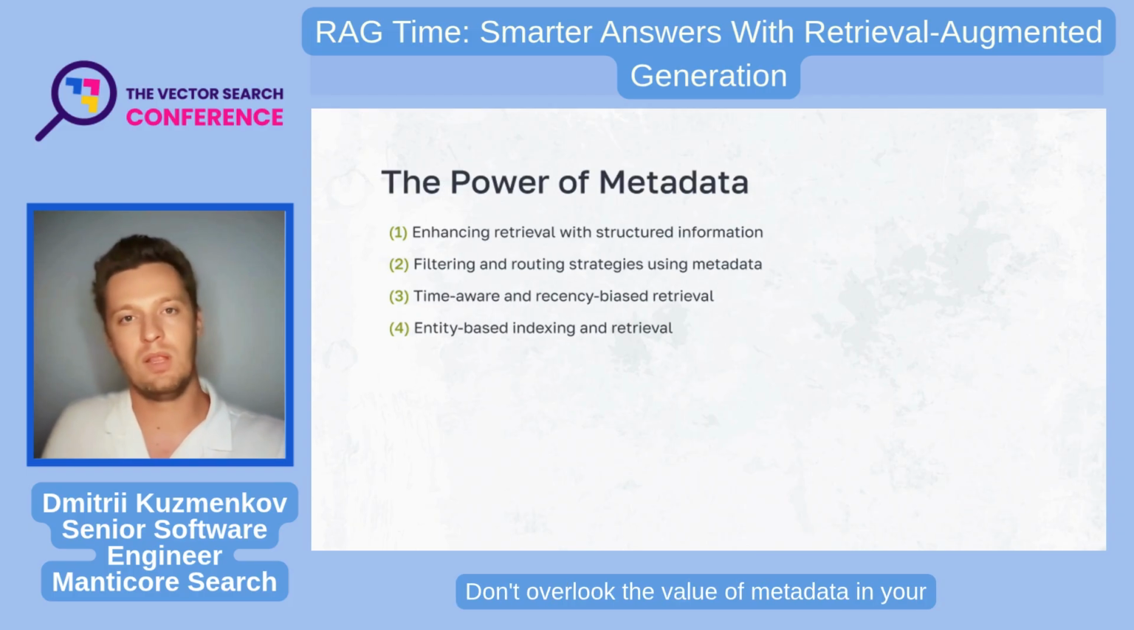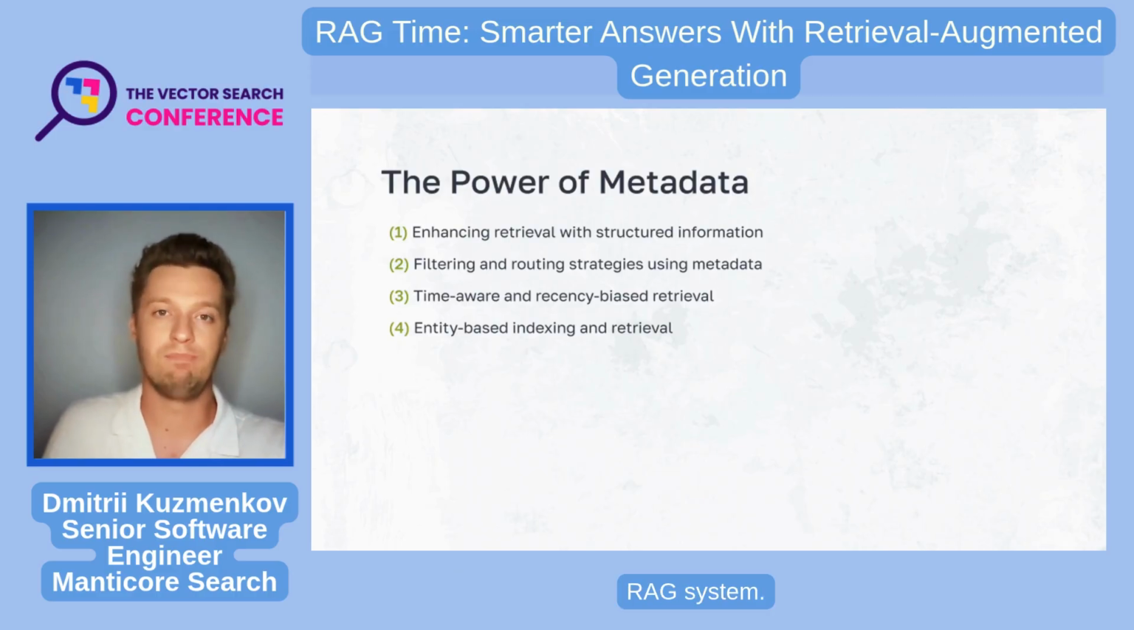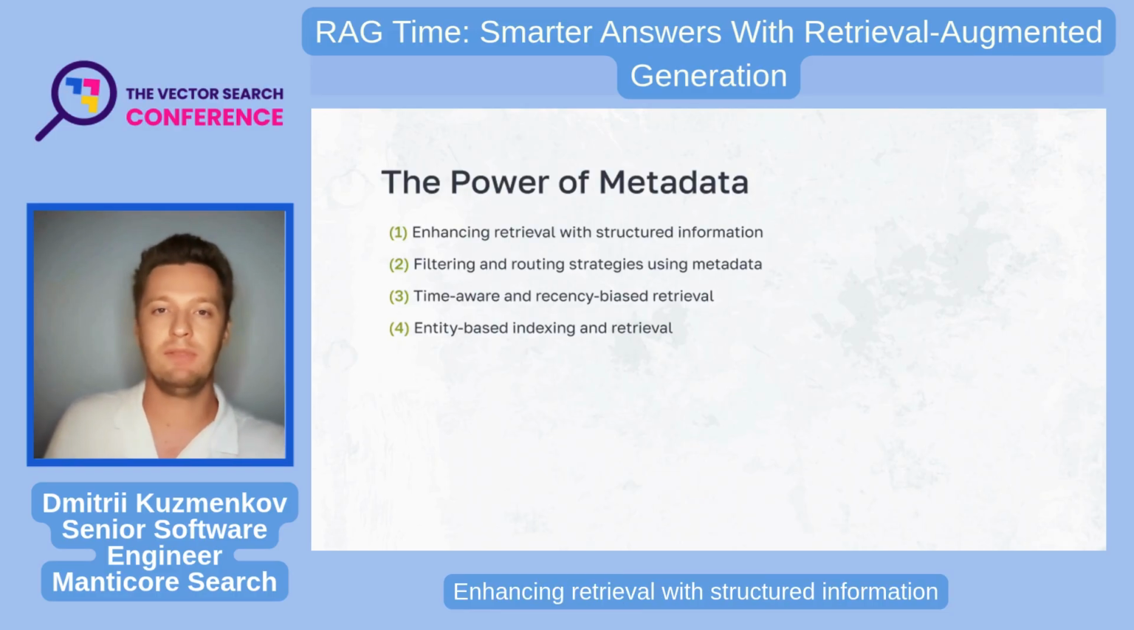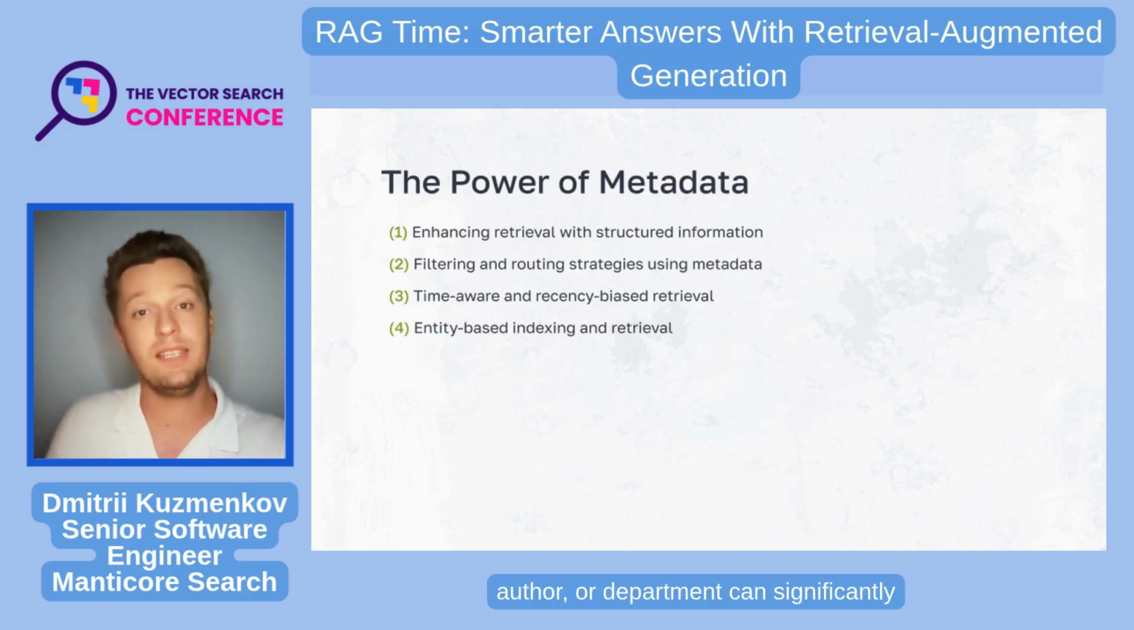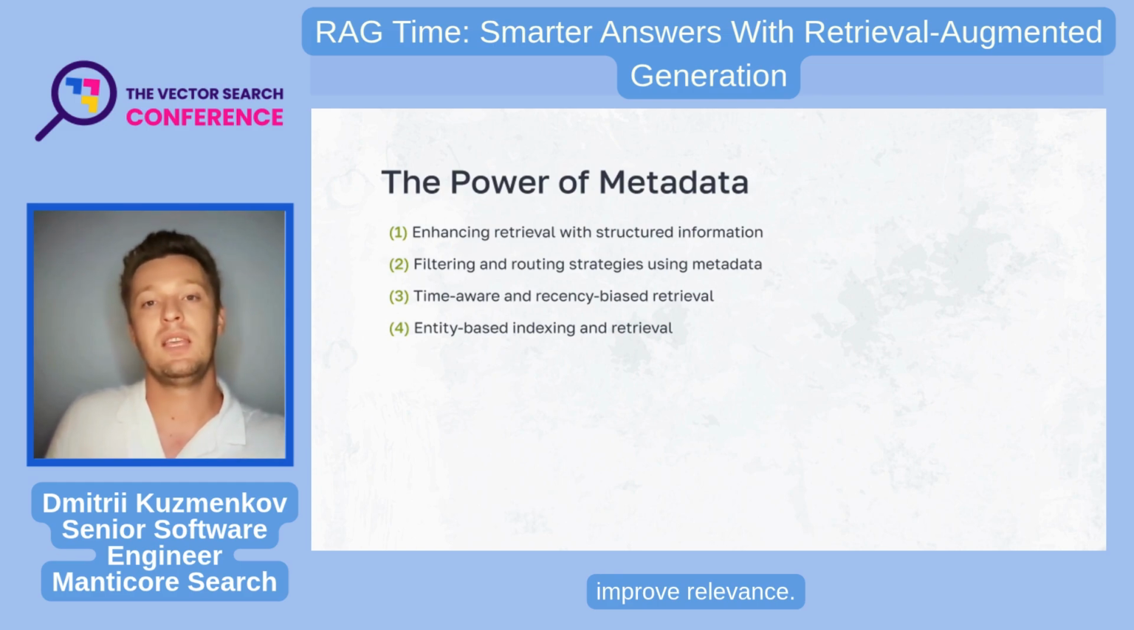Don't overlook the value of metadata in your RAG system. Enhancing retrieval with structured information like document type, date, author, or department can significantly improve relevance.